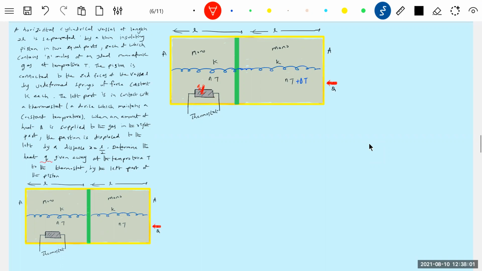Determine the heat Q given away at the temperature T to the thermostat by the left part of the piston. There's a piston, and of course it's massless, it is telling. What actually happens with the pressure? The pressures will be different.